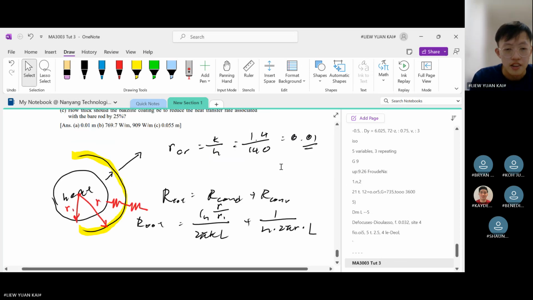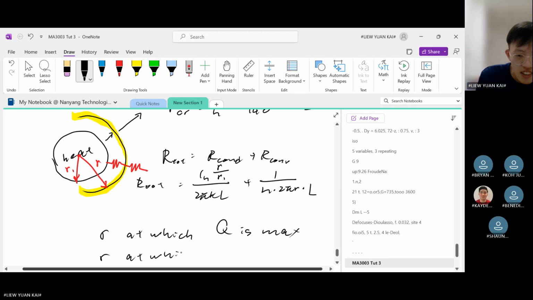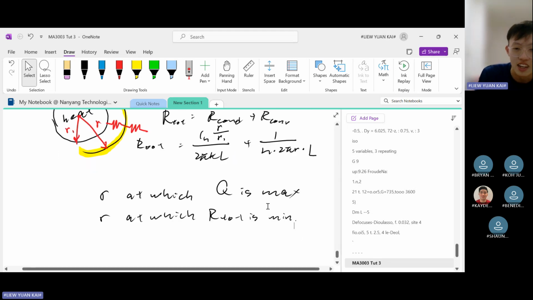Now, we want to find the value of r at which Q is maximum. In other words, this is the same thing as asking the R at which R total is minimum. Why? Let us think about it. Q maximum is like saying your current is the maximum. Your current will be maximum when your resistance is the minimum. That's why I say if you want to maximize your heat transfer, you must minimize your thermal resistance. So these two are actually the same thing, they're equivalent.